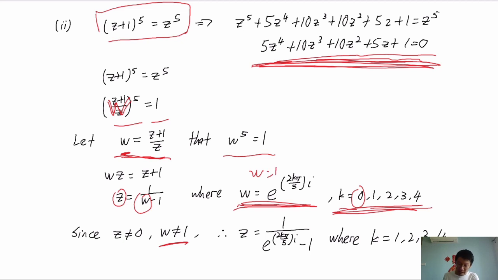So at last, what we have is z is equal to 1 over w minus 1. So this is our w, in this form, and the value for k would be from 1 to 4, which is without the 0. So that we have 4 roots from there, which will be the solution for this equation with power 4.